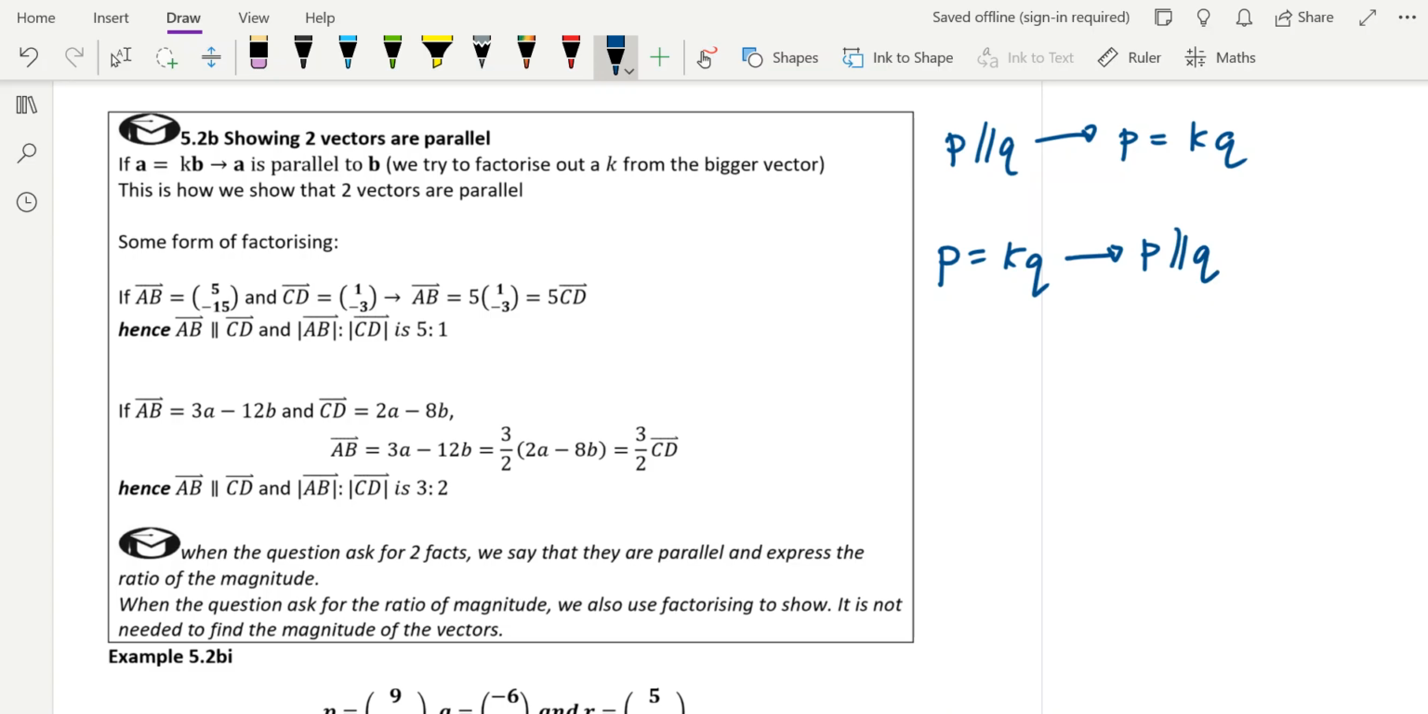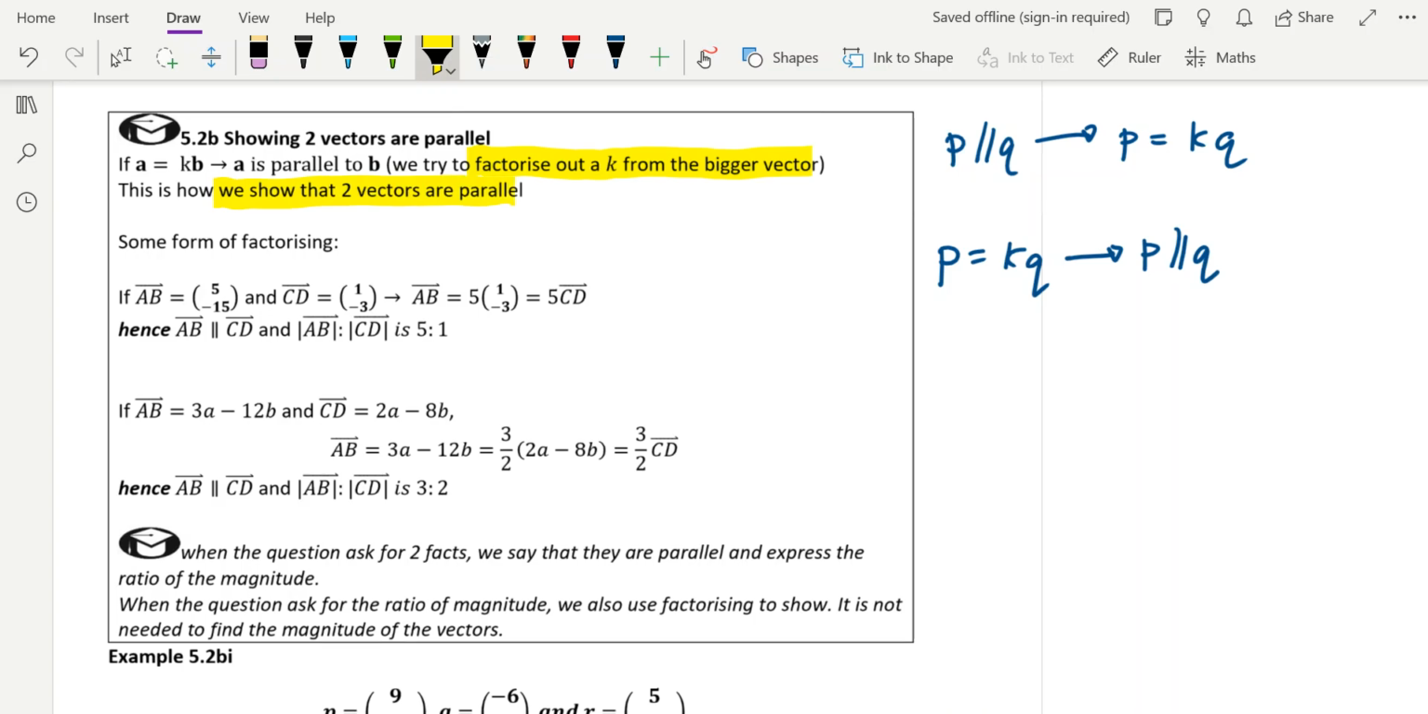Do math, we must do two sides. Expansion must always come with factorization. So the trick is we try to factorize out a K from the bigger vector. This is how we show that two vectors are parallel.